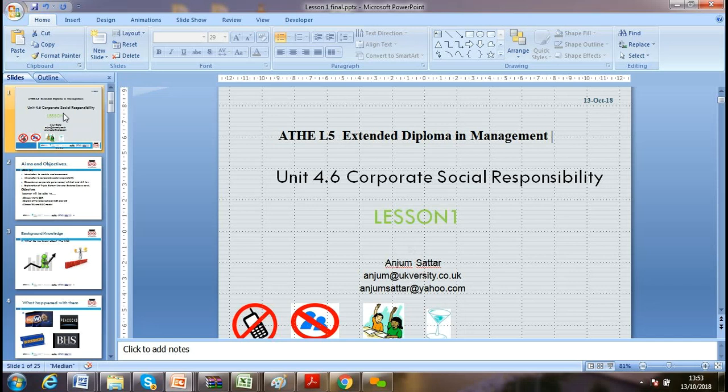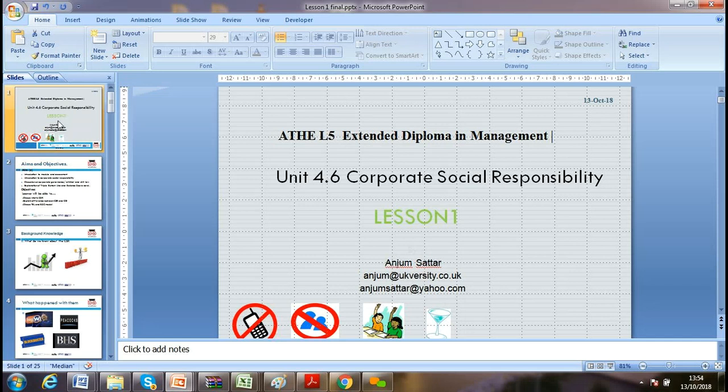So every organization, before starting this lesson, we need to understand what is meant by organization. Any organization is an artificial person. So every organization needs to treat other people equally, because as human beings we need to treat others that way. Organizations, as artificial persons, have to treat other human beings with corporate social responsibility.